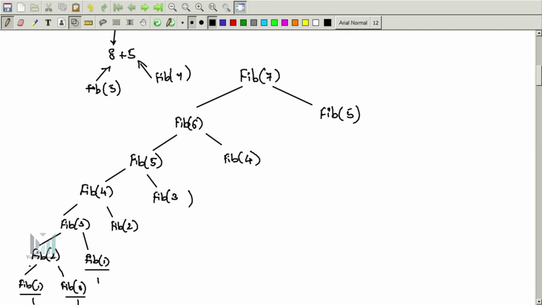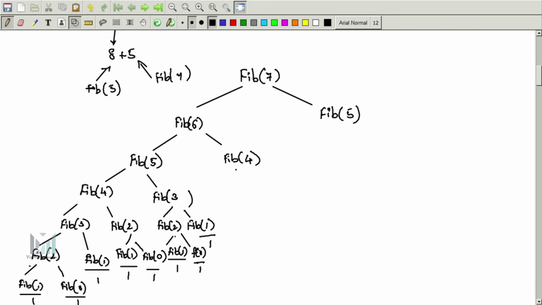So now fib of 2 is equivalent to fib of 1 and fib of 0. This is 1, this is also 1. Fib of 3 is equivalent to fib of 2 and fib of 1. So fib of 2 is again fib of 1 and fib of 0. So this is 1, this is 1, this is 1.